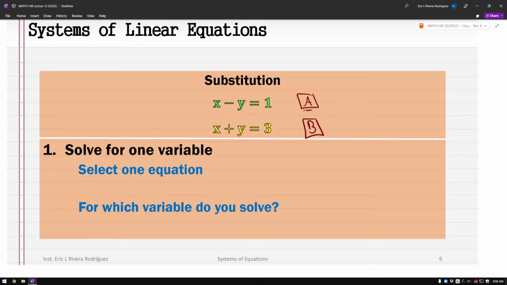So the first step, or step number one for substitution, is that we are going to solve for one variable. But to solve for one variable, we need to select one equation, and then we need to determine for which variable I want to solve. The equation that I'm going to select is equation A.